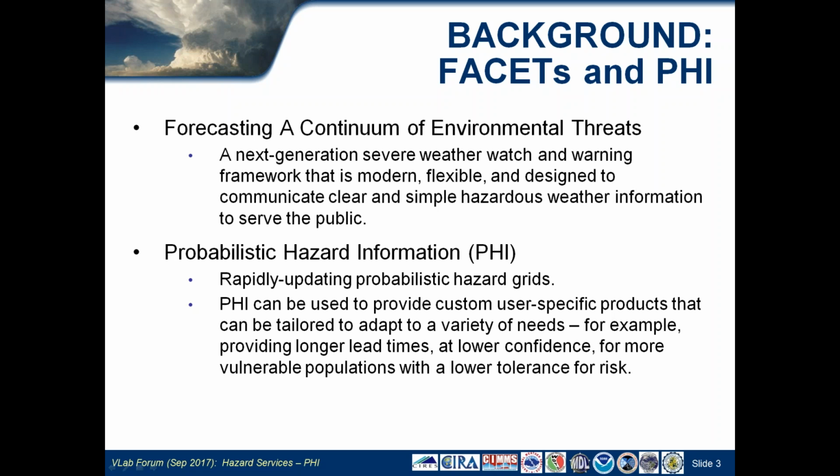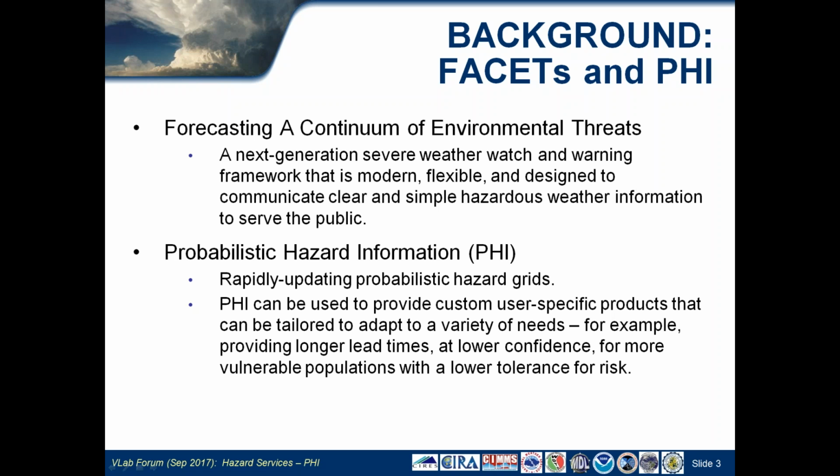So what the WFOs are doing right now for warnings. So PHI, probabilistic hazard information, these are rapidly updating probabilistic hazard grids, and in our system right now, the resolution is 1 kilometer by 1 minute. So these grids are updating every minute. And then the PHI grids can be used to provide custom user-specific products that can be tailored for their needs.